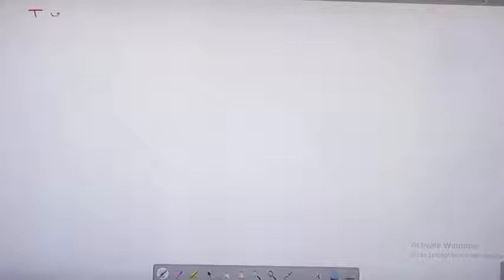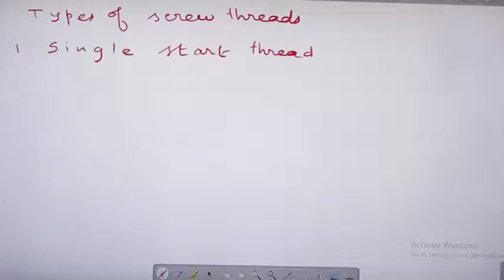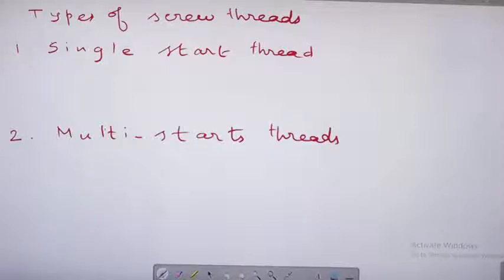Types of screw threads, we have various types. For example, a single start thread. Second one is multi-start threads. For example, two start thread, three start thread, depending upon that. Depending upon the number of starts, we can classify it to multi-start threads. What are the differences between these two kinds of threads? One is pitch and lead.